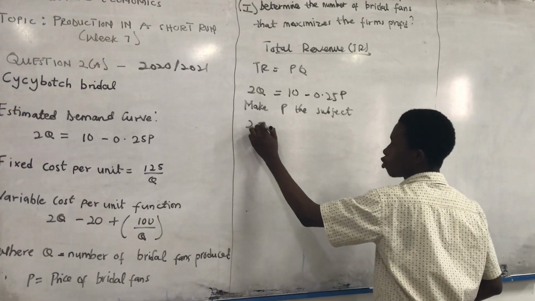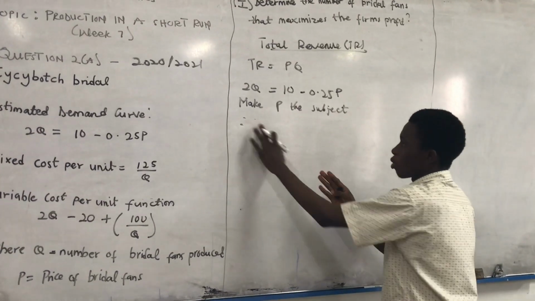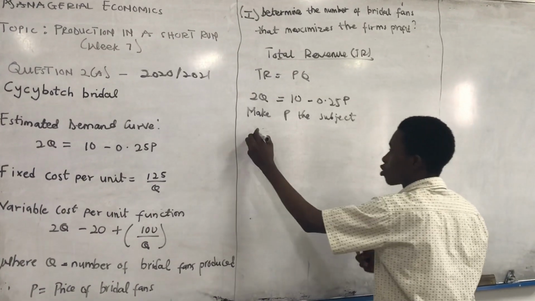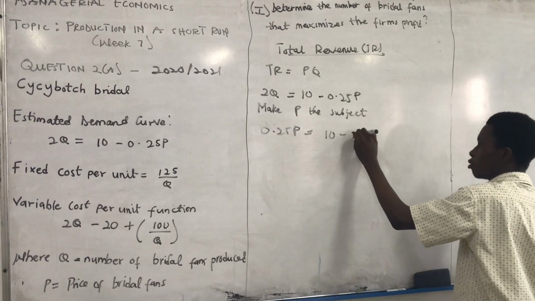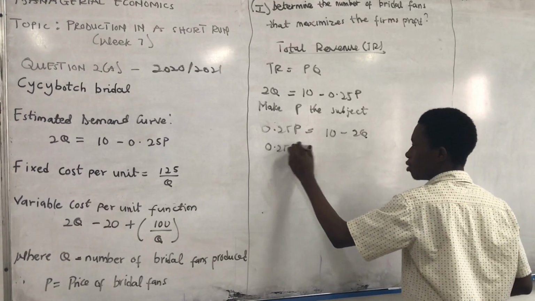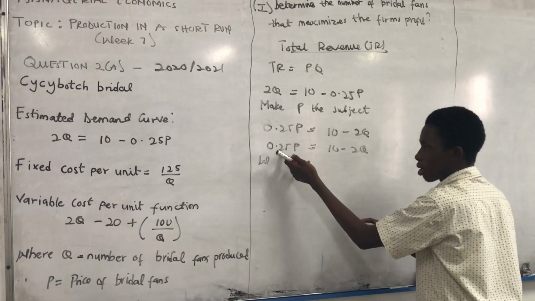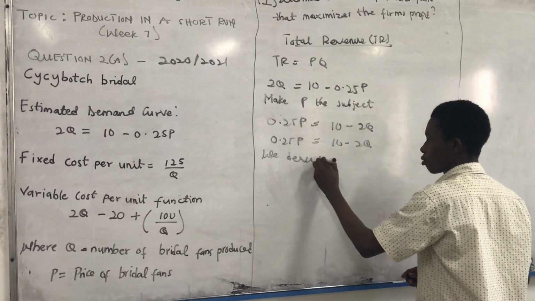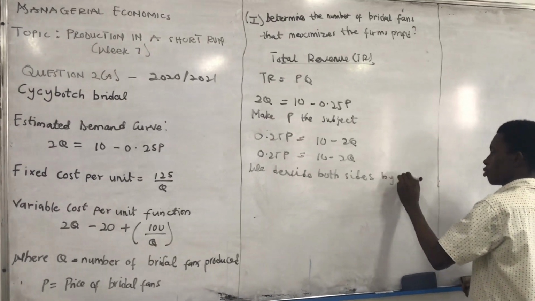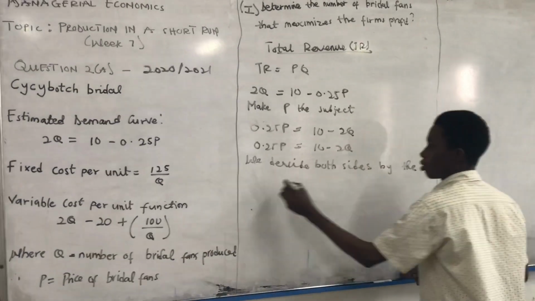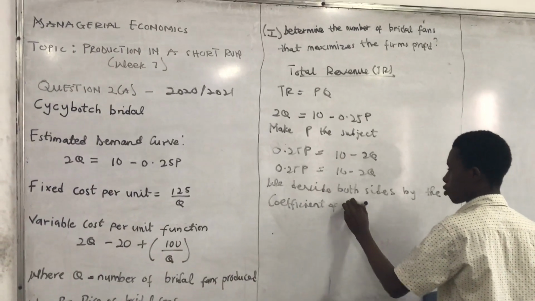So we have 2Q. The 10, we'll send it to the side. Or let me arrange it well. Negative 0.25P, so positive 0.25P. There's 10, plus because it's negative 2Q. We have 0.25P equals 10 minus 2Q. So we divide both sides by the coefficient of P.